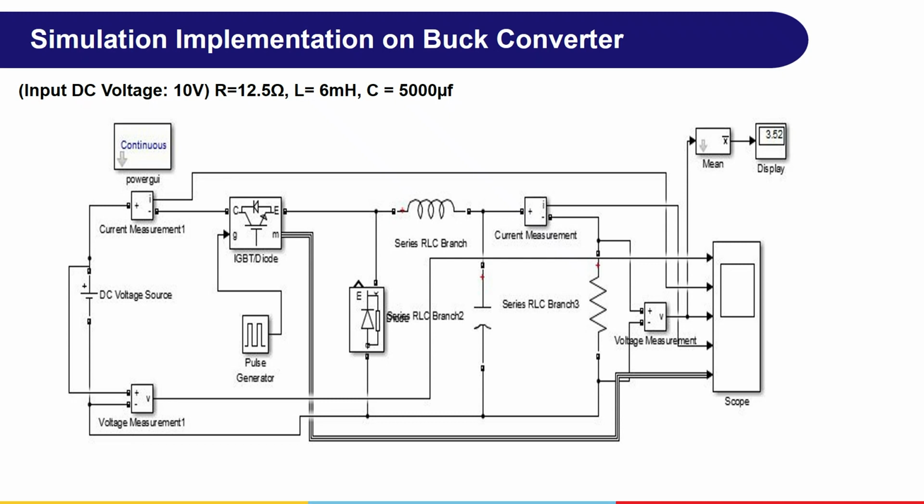Simulation implementation of the buck converter. Input DC is 10 volts, resistance value is 12.5 ohms, L is 6 millihenries, C is 5000 microfarad. This is the simulation block diagram of the buck converter.